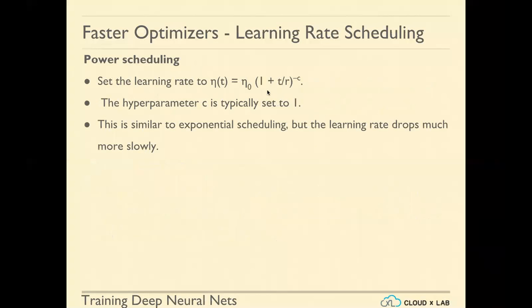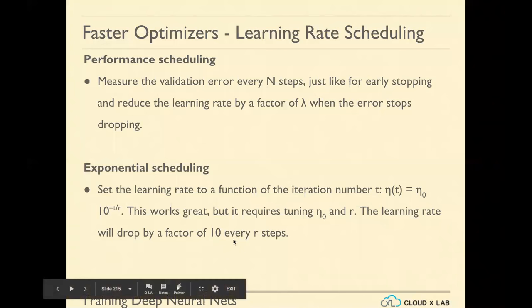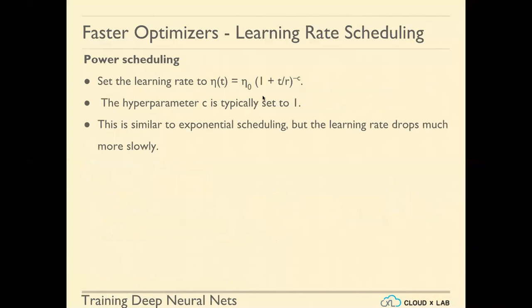Here you see t by r. R is one of the parameters. As you can see, the learning rate will drop by a factor of 10 every r steps. So every r number of steps, we want to drop the learning rate. That's what we are doing. If t is the current time, and r is a hyperparameter, and let's say the current time is 100, and we are dividing 100 by, let's say, 10, so it'll be 10.